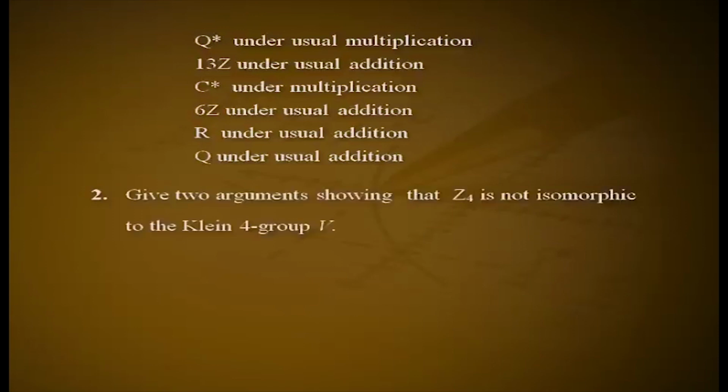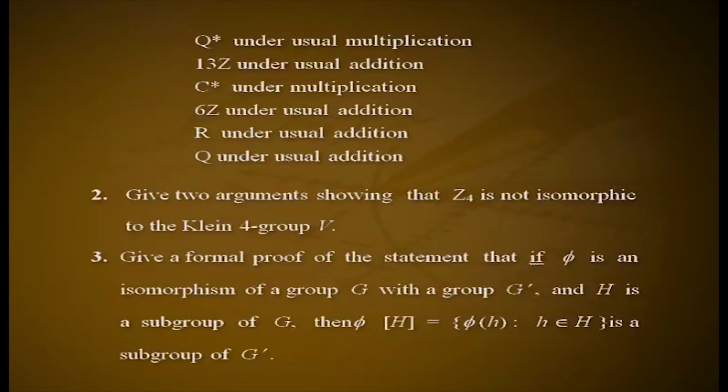Give two arguments showing that Z4 is not isomorphic to the Klein 4 group V. Give a formal proof of the statement that if phi is an isomorphism of a group G with a group G dash and H is a subgroup of G, then phi of H, the set of phi of h such that h belongs to H, is a subgroup of G dash.